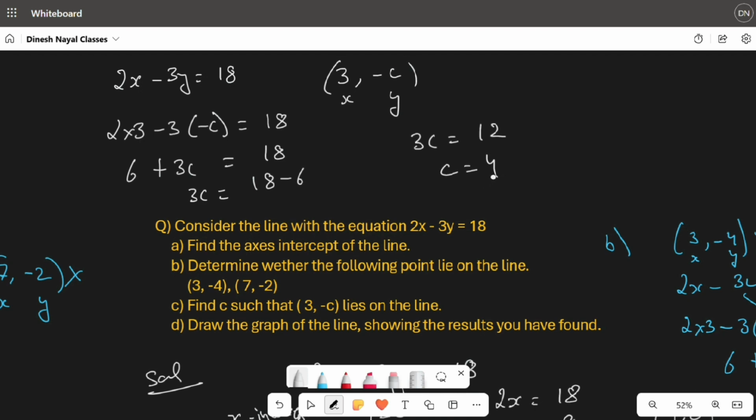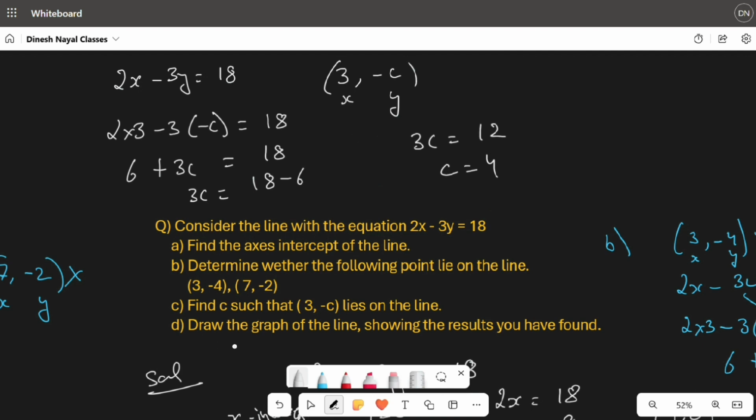I think I did something wrong. 3 comma minus C. So this was the point 3 comma C? Yeah, I think that's correct. Yeah, 3 comma C. So C equals 4. Okay, C equals to 4.